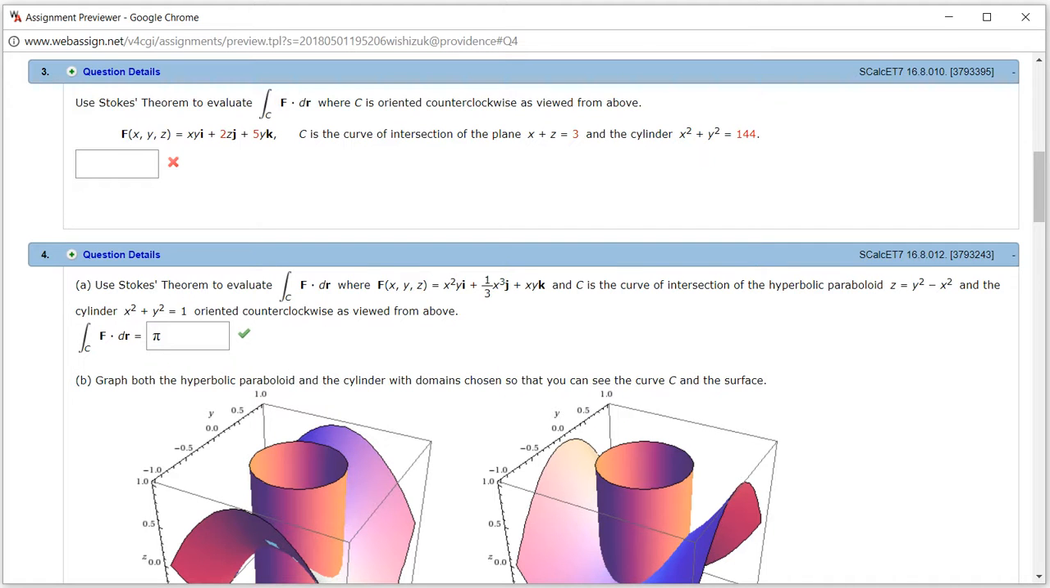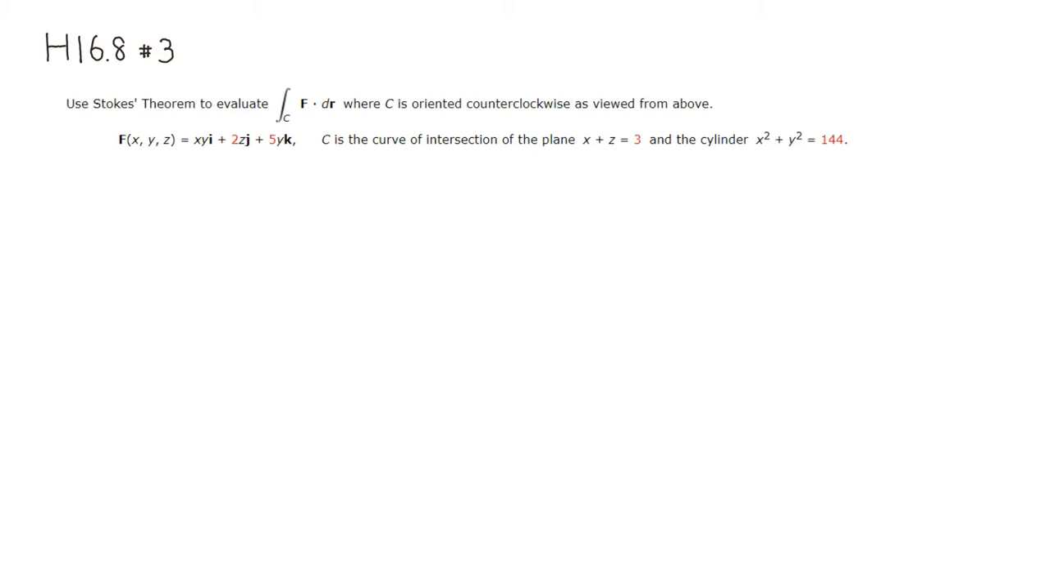All right, let's look at homework 16.8, problem number 3. Let's evaluate this integral using Stokes' theorem. Using Stokes' theorem, we can rewrite that integral as a double integral over the surface S of the curl of F, dot product with dS.